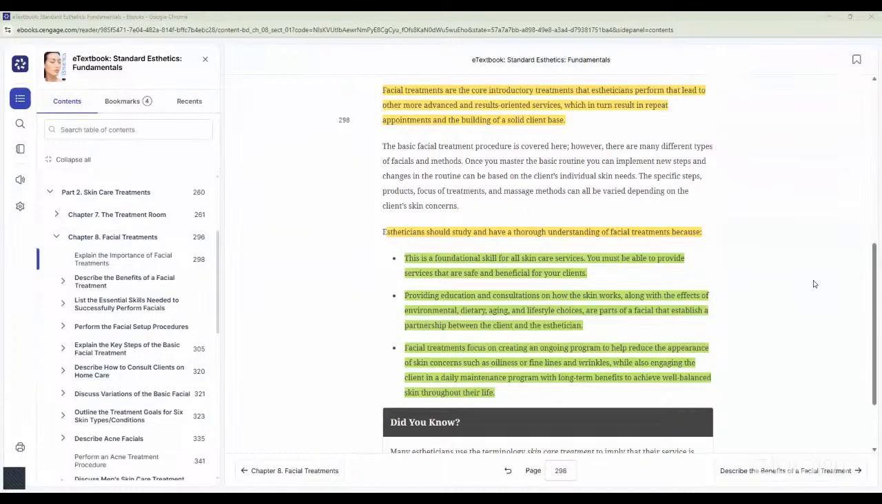Okay. Then you're going to provide education and consultations on how the skin works. So it's more than just doing the skill. A lot of people, a lot of social media, you find people selling product or selling service. Okay.